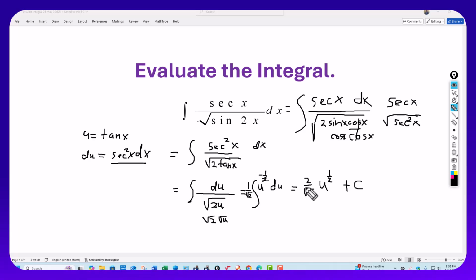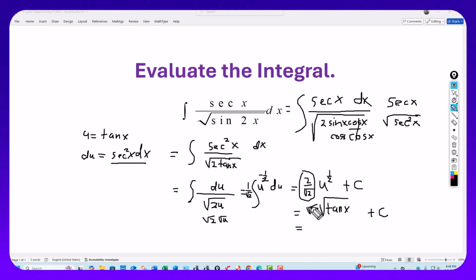And then I can rationalize this by multiplying the bottom by the square root of 2 and the top by the square root of 2. I'll get 2 square root of 2 over 2. The 2 will cancel, and I'll get the square root of 2 here. And then this is u to the 1/2, and u is tangent of x. I can write it to the 1/2, or I can write it as a square root, plus c. So I could write the answer as the square root of 2 times the square root of tangent of x, plus the constant of integration.